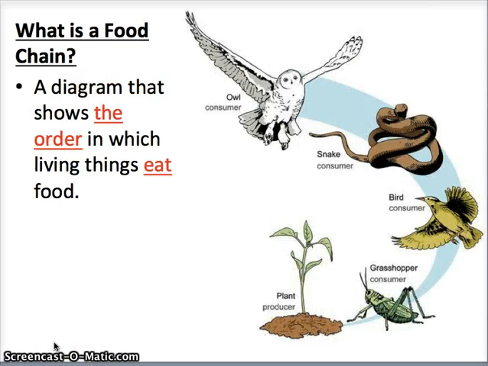Now that we've learned about all the different biotic factors in an ecosystem, we can take a look at how they interact with each other. There's something called a food chain. This is a picture of a food chain. And basically, it's a diagram that shows the order in which living things eat food. So, the grasshopper will eat the plant, the bird will eat the grasshopper, the snake will eat the bird, and the owl will eat the snake.